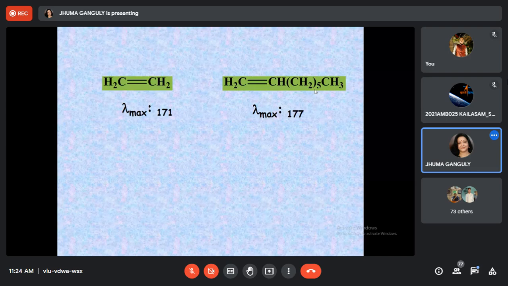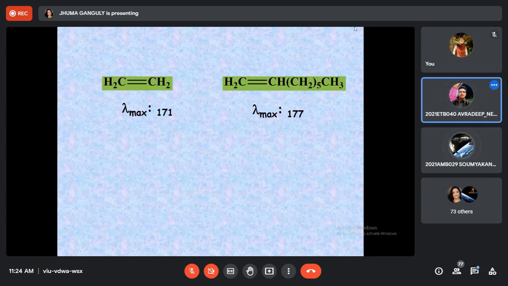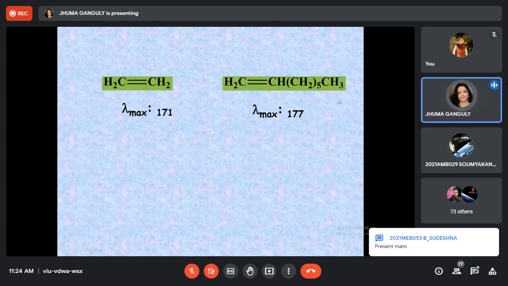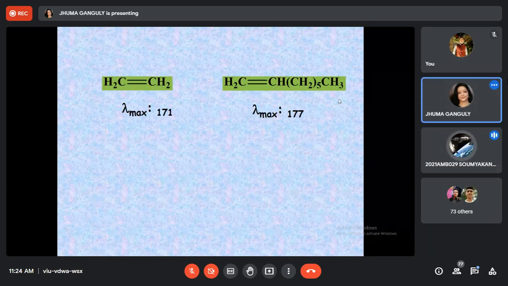What is the difference? Very simple. Tell me. More number of sigma bonds increases the cloud density of electrons. Conjugation. The plus I effect increases the cloud density. Yes, the plus I effect is true because plus I is pushing the electrons, so the transition probability will increase. Is that clear?